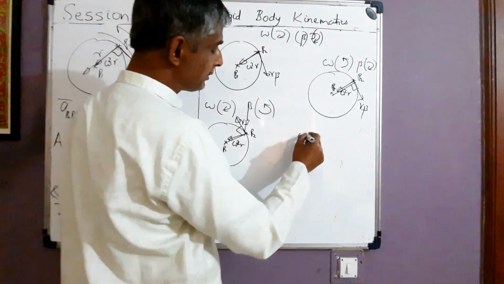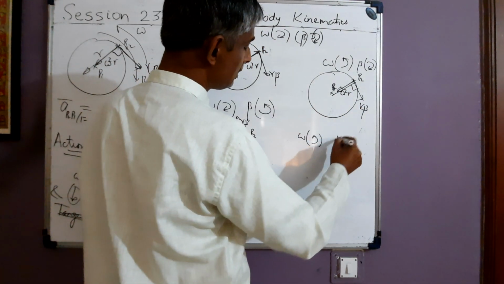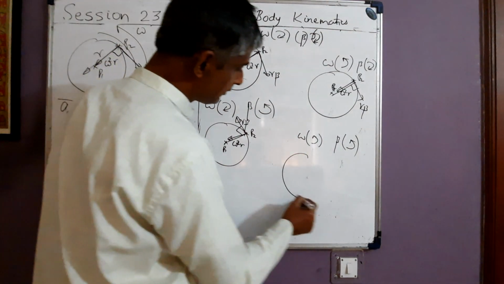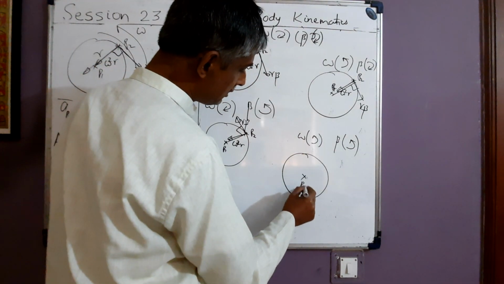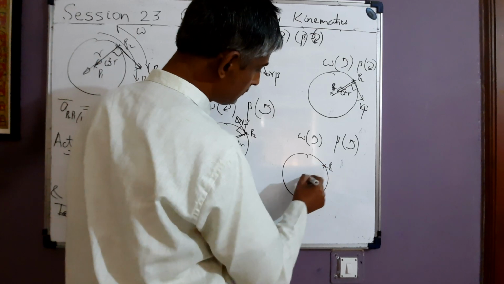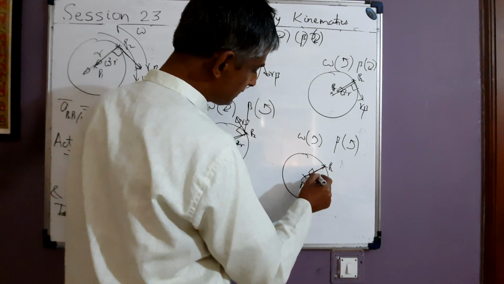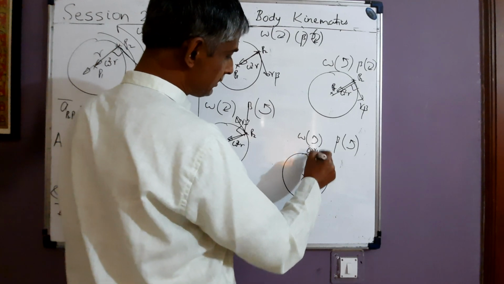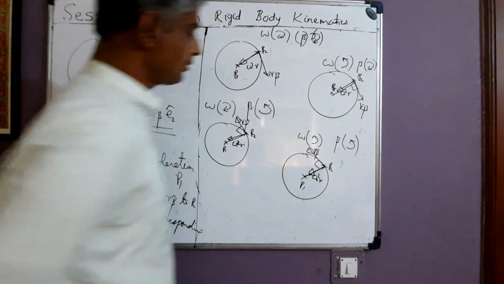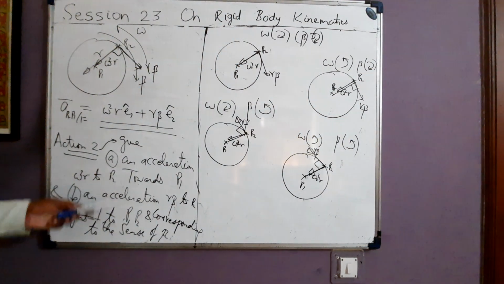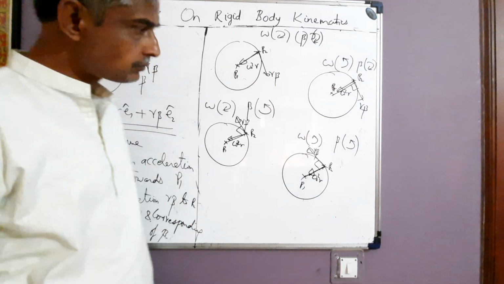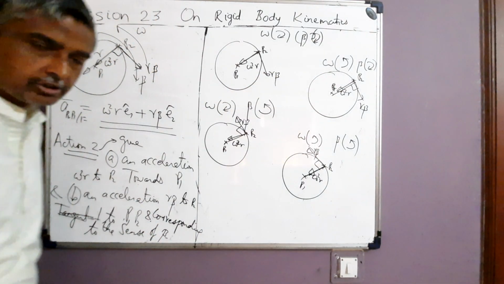And in the last case, omega is anti-clockwise, beta is also anti-clockwise. So the diagram will be like this. This is P1, this is P2. Here I give omega square r to P1 and r beta will be in this way. So in the second action, depending on these four cases, this is how we have to show the accelerations to P2. So this was the second action.